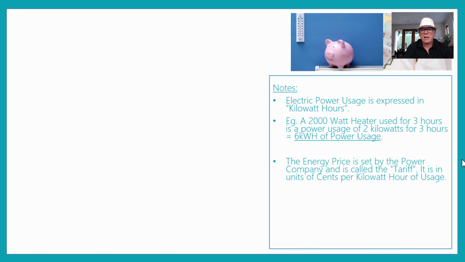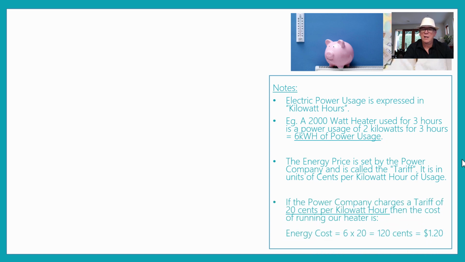Now, the energy price set by the power company, that's called the tariff, and that's in units of cents for each kilowatt hour. So her power company is charging her 20 cents per kilowatt hour. So if she's doing 6 kilowatt hours of power usage and each kilowatt hour costs her 20 cents, the total cost will be the 6 kilowatt hours times 20. So it's going to cost $1.20 to have that heater on for 3 hours. So rather than rugging up in a blanket, it might be worthwhile just running that heater. But that's where this power cost calculator is going to be a really useful app for people if they are thinking, oh gee, all these things in my house are using all this electricity.